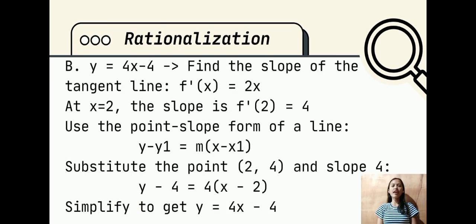The correct answer is letter B. y is equal to 4x minus 4. Find the slope of the tangent line. We have f prime of x is equal to 2x, at x is equal to 2. The slope is f prime of 2 equals 4. Use the point slope form of a line. We have y minus y sub 1 is equal to m quantity of x minus x sub 1. Substitute the point 2, 4 and slope 4. So we have y minus 4 is equal to 4 quantity of x minus 2. Simplify to get y is equal to 4x minus 4.